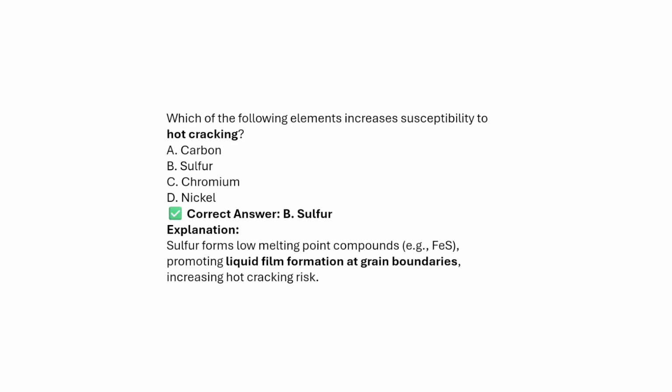Which of the following elements increases the susceptibility to hot cracking? Answer will be option A carbon, option B sulfur, option C chromium, option D nickel. The answer will be sulfur. Sulfur forms low melting point compounds like iron sulfide, which promotes liquid film formation at the grain boundaries. That increases the hot cracking risk.